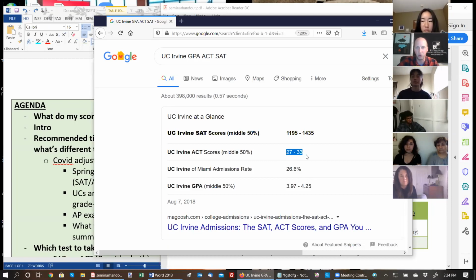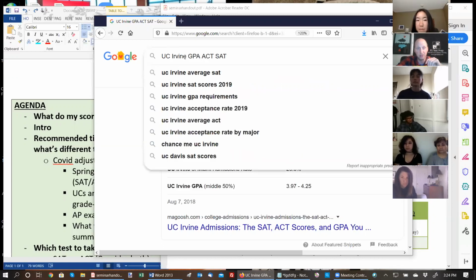This is their average score range, meaning that if you get a 33 or 34 or something towards the top end of this, you're definitely going to help yourself. But that might be what would help you decide whether you need to take these tests or not.